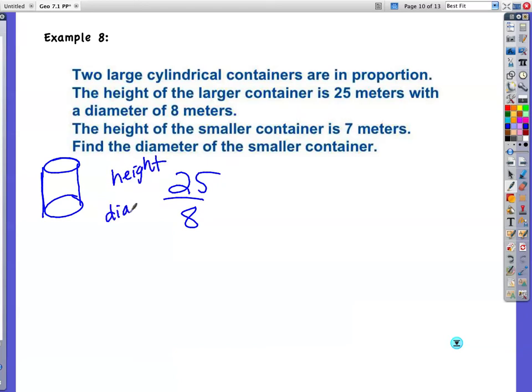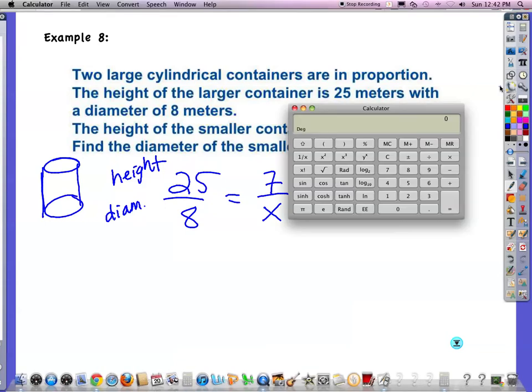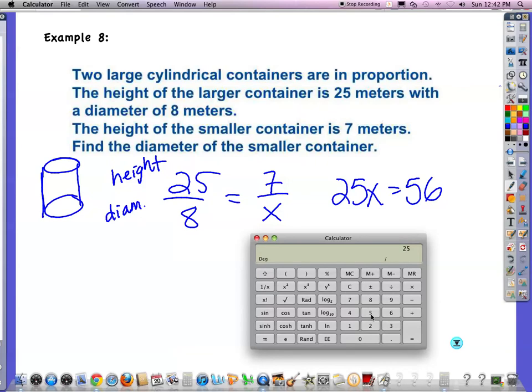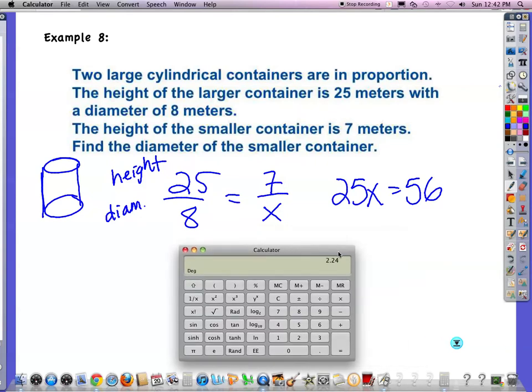to diameter. So what do I have to do in the other proportion? I'm going to have to compare my height to my diameter. The height of the smaller container is 7 meters, and find the diameter of the smaller one. So I'm going to put an x. Okay, so I'm doing the larger to smaller. And I cross multiply. 25x is equal to 56. And then, of course, I go ahead and do my math with that. 56 divided by 25 gives me 2.24.